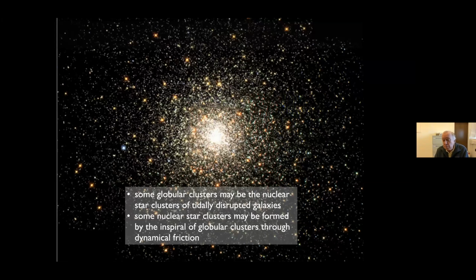So these two statements are an example of what Niels Bohr called a great truth. His definition of a great truth was that the opposite of a great truth was also a great truth. So the great truth in this case is that globular clusters are formed from nuclear star clusters, and the opposite is that nuclear star clusters are formed from globular clusters.